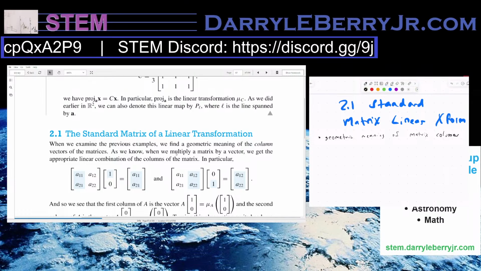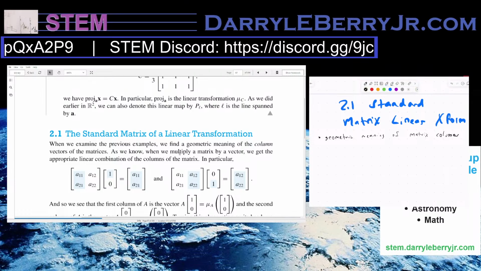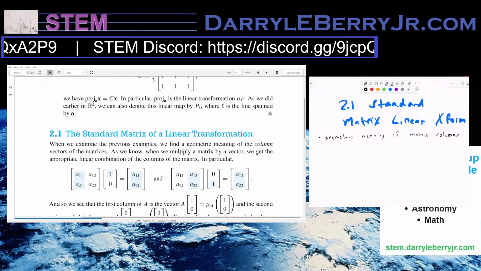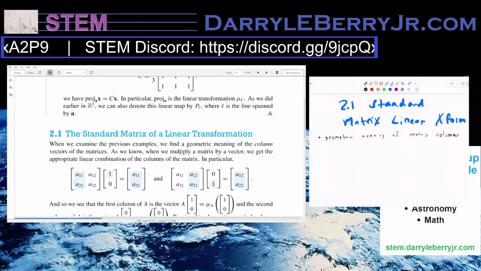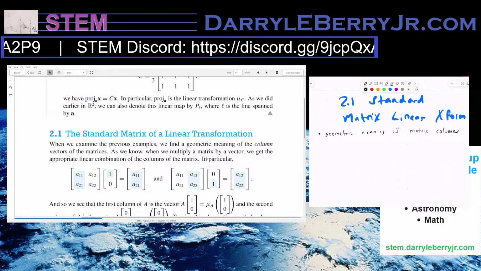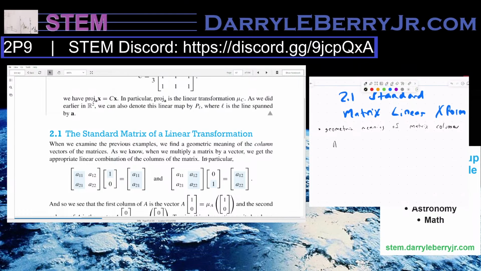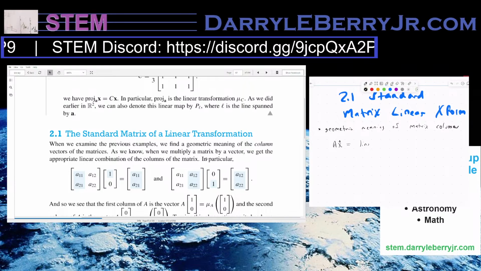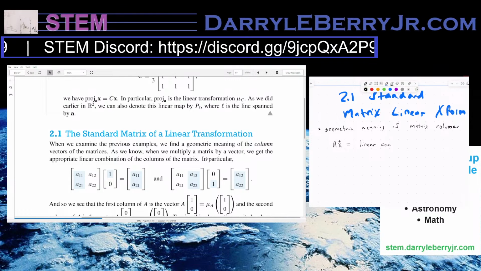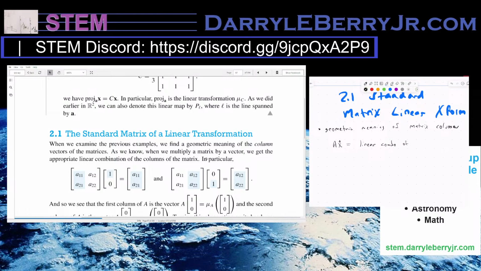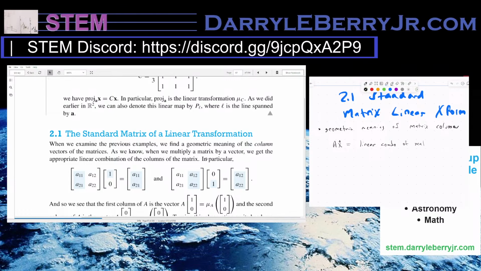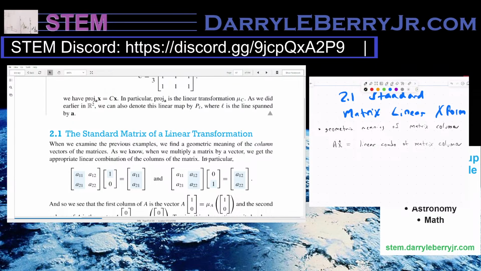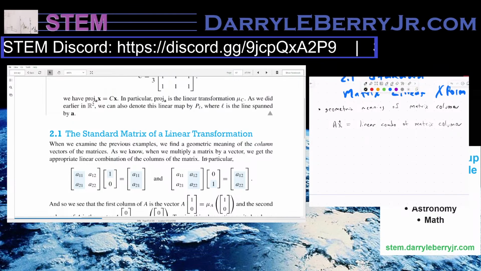As we know, when we multiply a matrix by a vector, we get the appropriate linear combination of the columns of the matrix. So Ax equals a linear combination of matrix columns. And it gives us this example, which I shall write out.